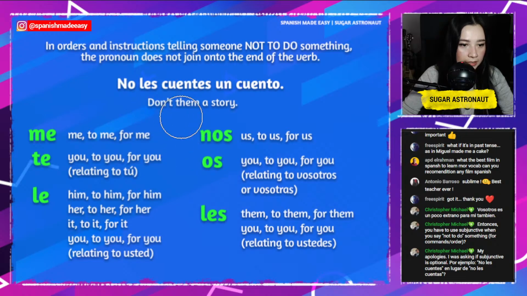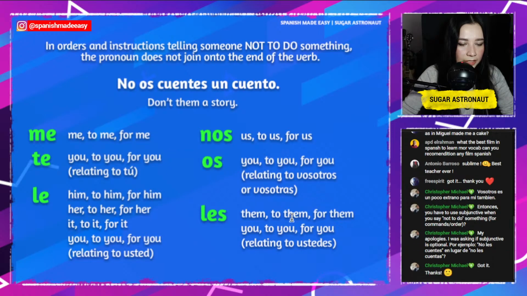No les cuentes. So that makes sense. No les cuentes. No os cuentes. Yeah, this part is fine. No os cuentes. Which part was the one that was a bit tricky? No os cuentes un cuento. So don't tell us a story. Essentially, you're saying no, don't tell us a story.